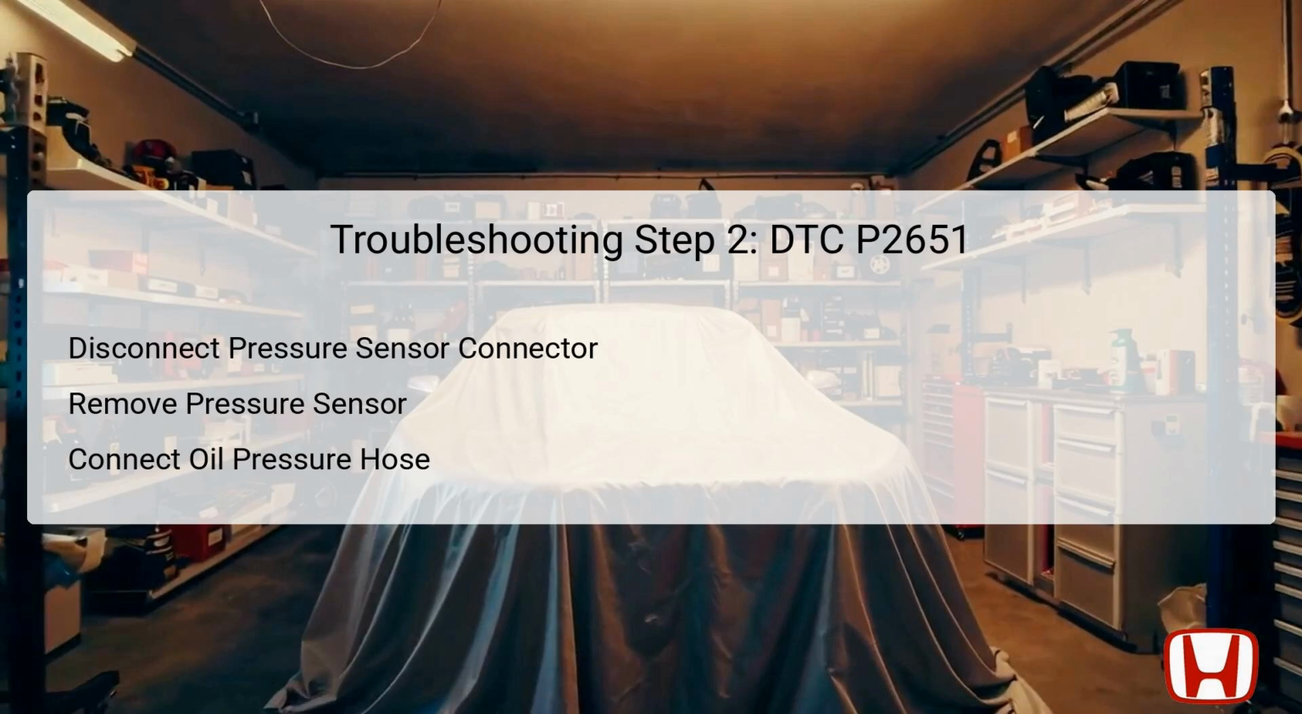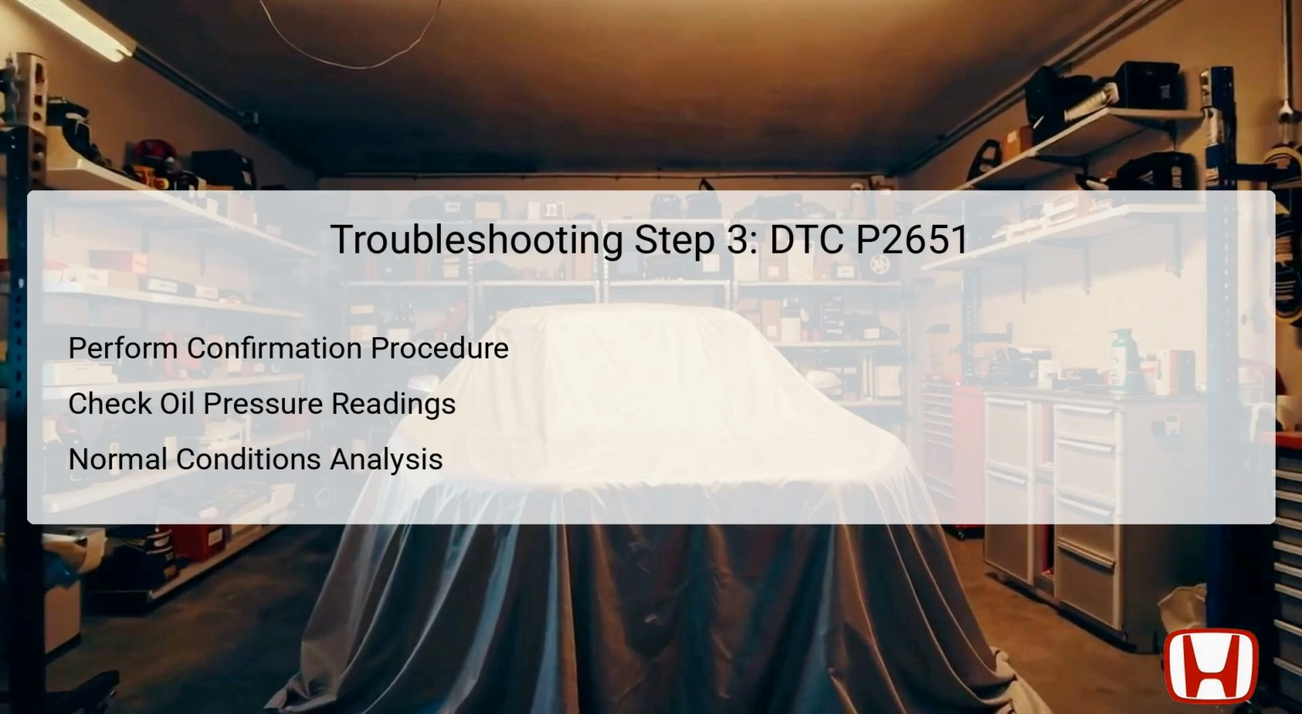Following these configurations, you will then reconnect the rocker arm oil pressure sensor connector for the next phase of testing. To ensure all previous steps yielded valid results, you must conduct a confirmation procedure post-installation of the oil pressure measurement setup. During this time, it's crucial to observe the oil pressure readings displayed on your HDS.